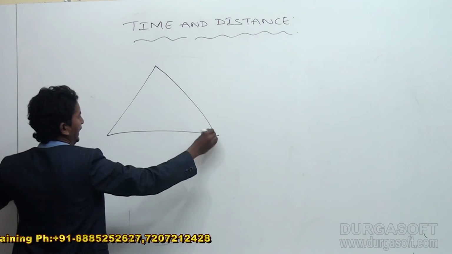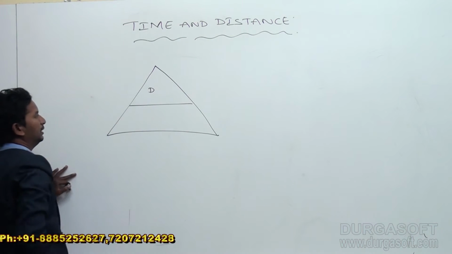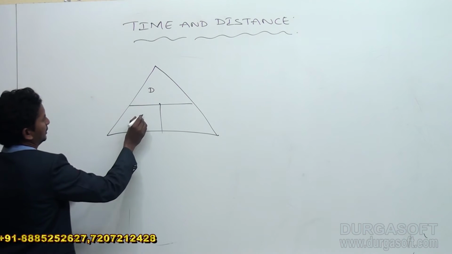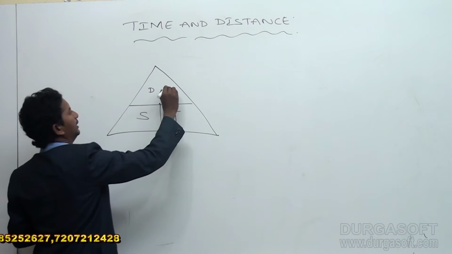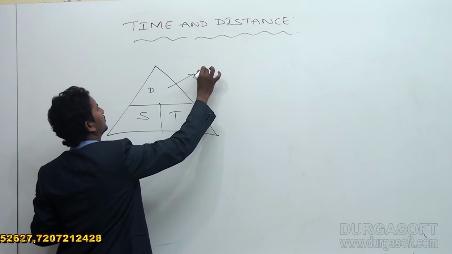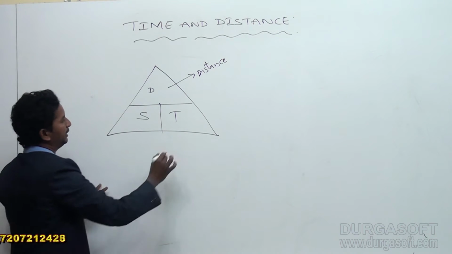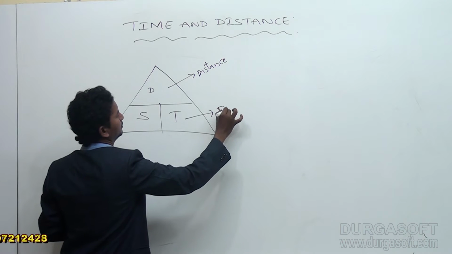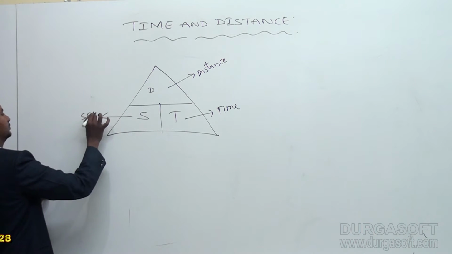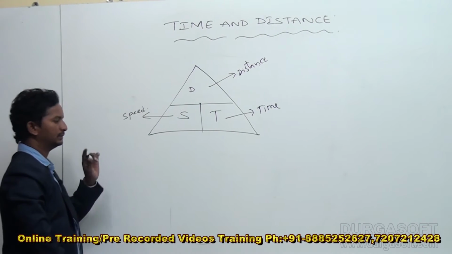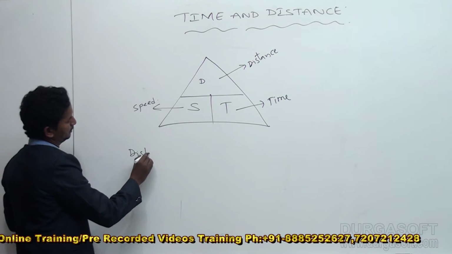Now, I am taking the diagram here. This is the distance, this is the speed, this is the time. See here, d for distance, t for time, s for speed.